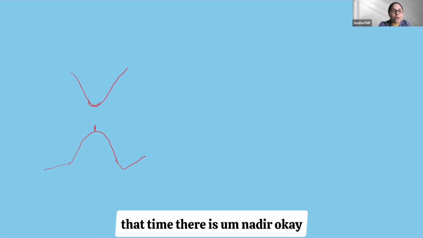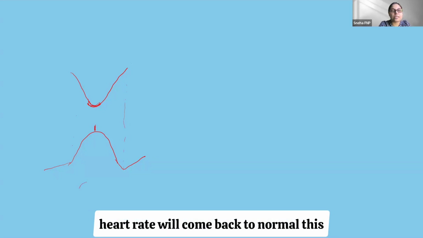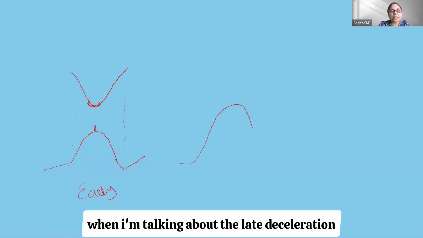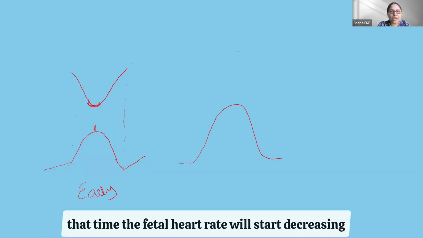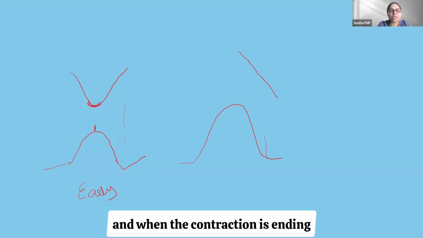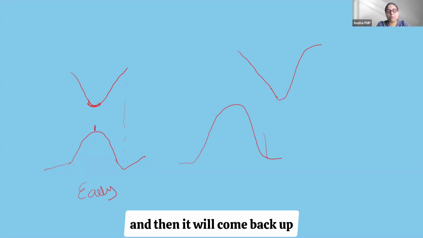That time there is nadir. Okay, and then as contraction goes away, the fetal heart rate will come back to normal. This is early deceleration. When I'm talking about the late deceleration, what that means is, when the contraction is at peak, that time the fetal heart rate will start decreasing, and when the contraction is ending, that time it's at peak level and then it will come back up.